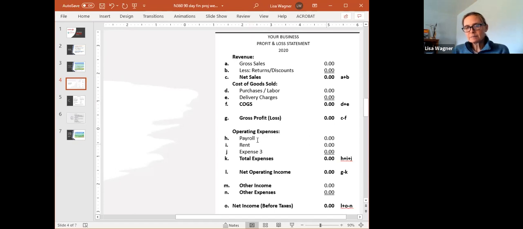Then we have our operating expenses. These are things like payroll and rent. That gives us our net operating income. So our revenue minus our expenses, and this is our net income for our regular operations. And then we add in any other income or expenses. These are those one-time things that I mentioned. And that brings us down to our net income. So this is a really basic profit and loss statement.